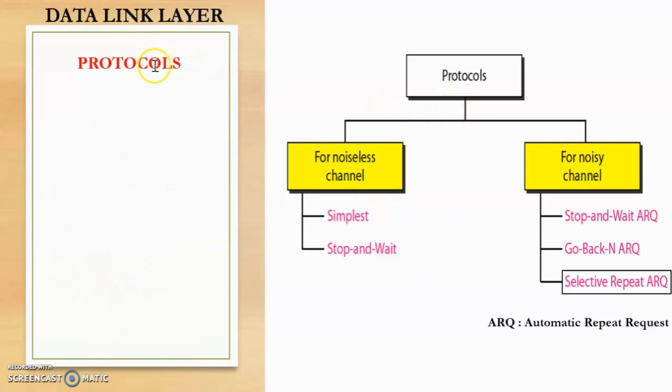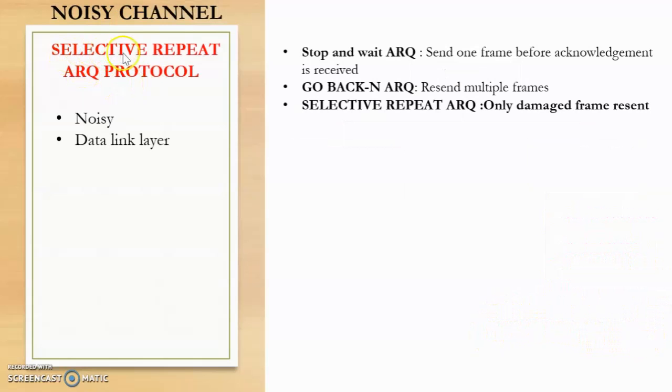The protocols at the data link layer for flow and error control can be divided into two types, that is, for noiseless channel and for noisy channel. These four protocols, that is simplest, stop and wait ARQ and go back n ARQ, we have already discussed in the previous video. So in this video, we will study Selective Repeat ARQ, where ARQ stands for Automatic Repeat Request. So let us start with Selective Repeat ARQ protocol. This protocol is used for noisy channels and it is implemented at the data link layer.